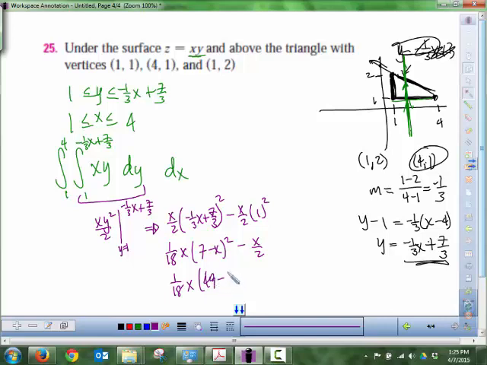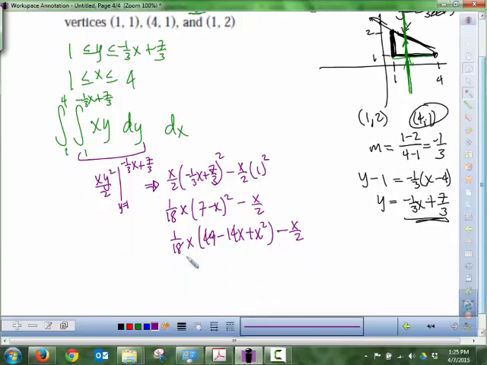49 minus 14x plus x squared minus x over 2. And I get a 49 over 18x minus 14 over 18x squared plus 1 over 18x cubed minus x over 2. I can combine it, but I'm not going to.